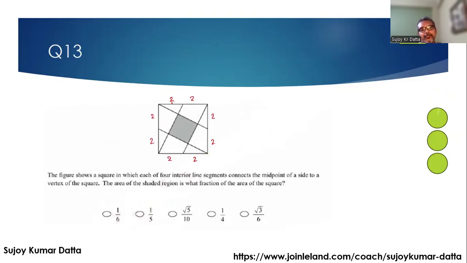And now, since this is a midpoint, and these two lines are going to be parallel, and so are these two, we have similar triangles. This one is similar to this.